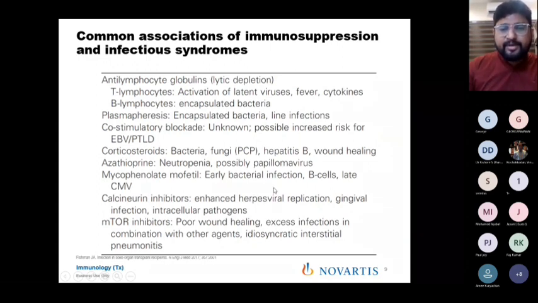CNIs basically have some antiviral properties as far as cyclosporin is concerned, but still there's enhanced infections, both herpes virus and gingival infections, as well as intracellular pathogens. And mTOR inhibitors also can cause infections. It's sirolimus having more compared to everolimus, but they presented with certain idiosyncratic interstitial pneumonitis, which also had a problem before with those modifications. So with these drugs, which we understand with certain application to immunosuppression causing infections, we are likely to pick up certain infections if you know what immunosuppressants they are undergoing.